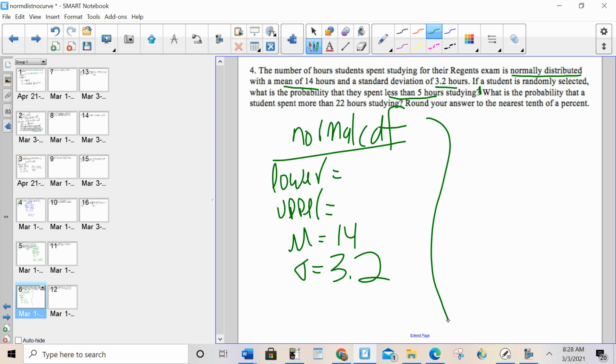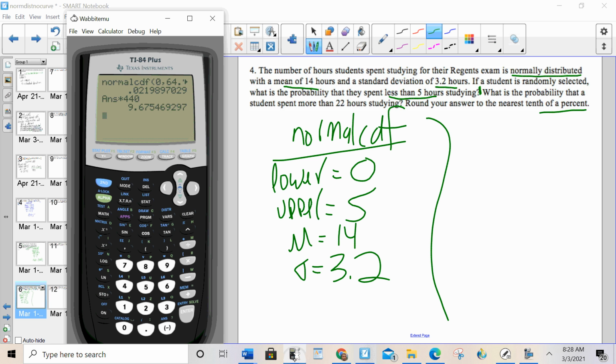If it's less than 5 hours, then your upper is 5, your lower is 0. Later on, the problem says to round to the nearest tenth of a percent, so let's pop it in. In fact, I'm going to give you a 15-second head start. Pop that information in, round your answer to the nearest tenth of a percent. Then there's a second question.